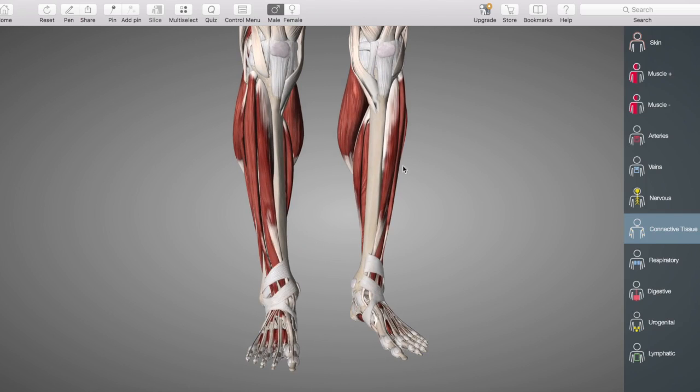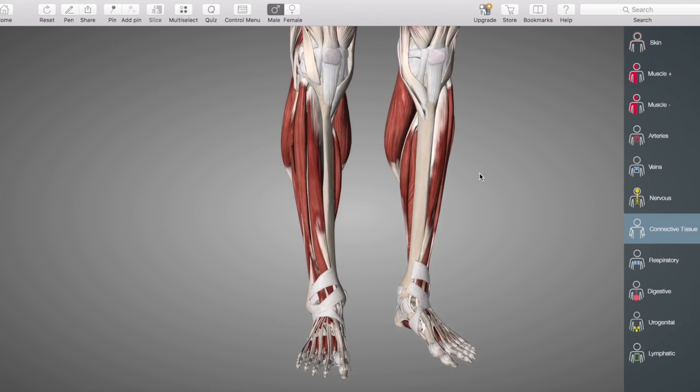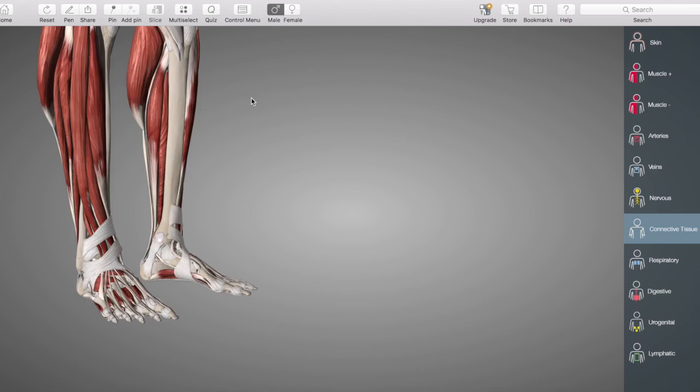Whoa, that's not what we needed to do. There we go. Rotate that a little bit. This guy doesn't want to work with me today.